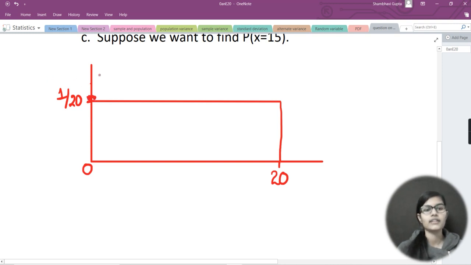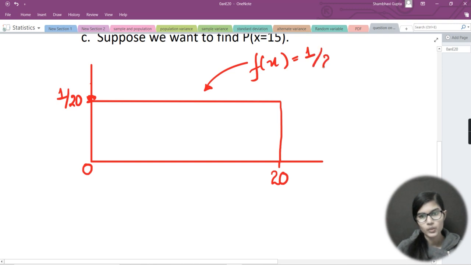Okay, so it was written that fx is 1 by 20. So what I need to do is simply put this arrow and write that if x is equal to 1 by 20, we are simply given the value, right? Now here it looks like a rectangle, right? So what is the area of a rectangle? The area of a rectangle is base into height, right? So this one is the base and this is the height.